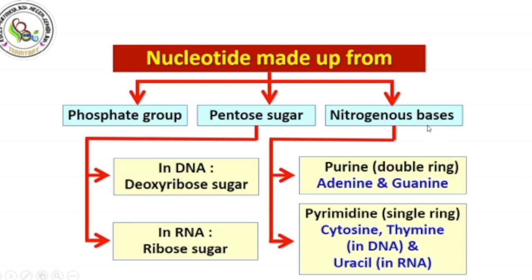For nitrogenous bases, there are two major groups that differ in their structure. We have purine, which consists of a double ring structure, and the second one is pyrimidine, which consists of a single ring structure. For purine nitrogenous base, there are two examples, adenine and guanine. For pyrimidine nitrogenous base, there are three examples, which are cytosine, thymine in DNA, and uracil in RNA.